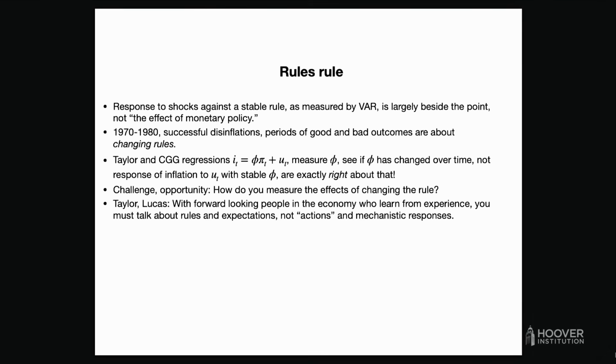And the last big comment: Bob Lucas and John Taylor emphasized we have people in the economy who are forward-looking, who react to what you're doing. If you hit them over the head with a 2x4, you might get them once, but they'll duck next time around. So you have to think about policy with people who are anticipating what you do. You must think in terms of rules. You can't just think in terms of actions and reactions, because next time they'll duck and it won't work. And that is also a deeply important effect of John's work.